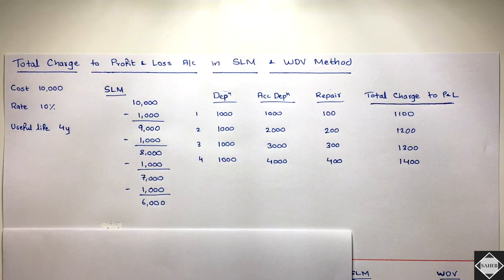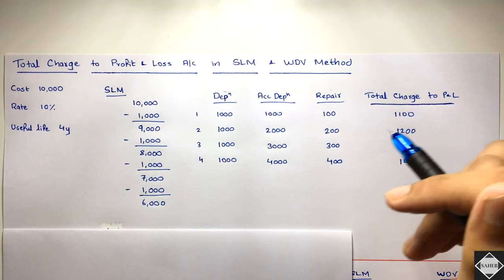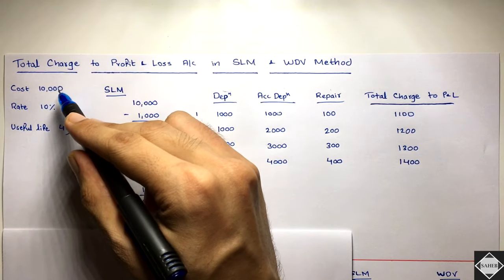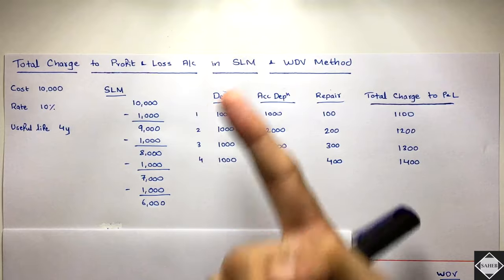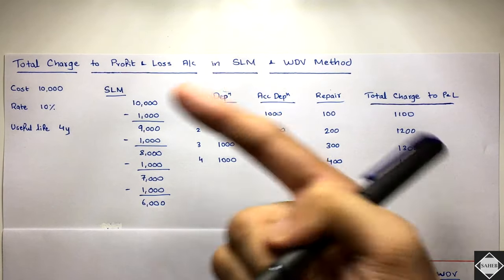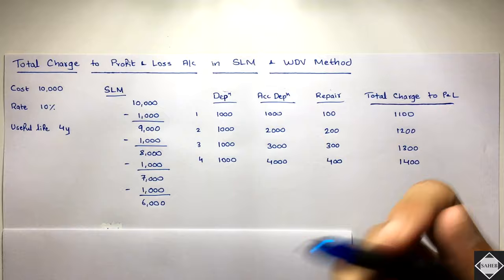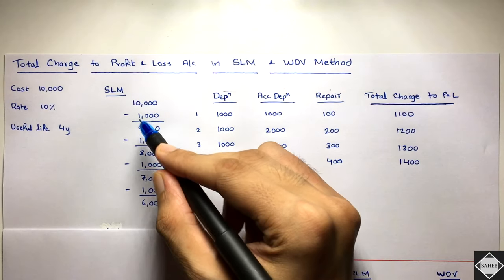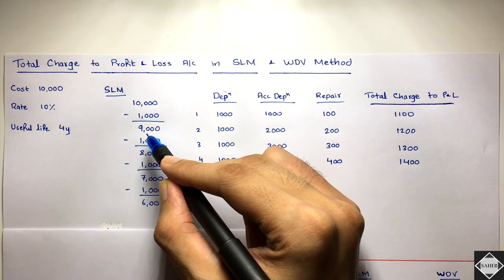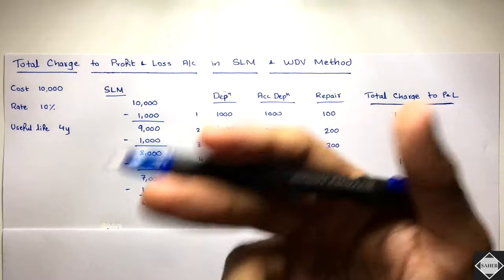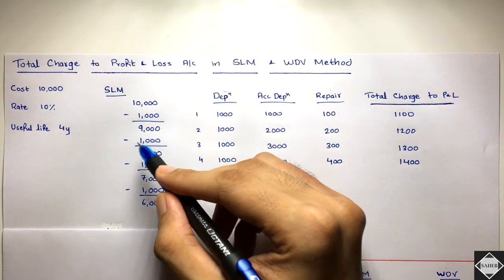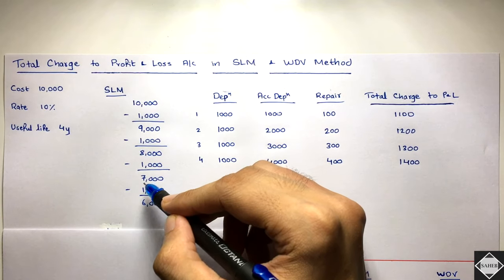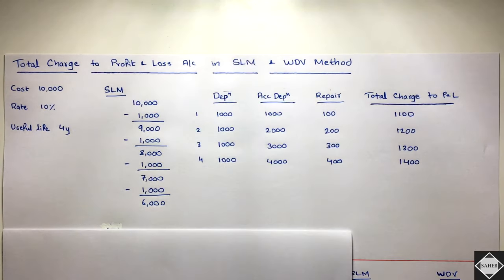Let's say, for example, the cost of the asset is 10,000, the rate of depreciation is 10%, and the useful life is 4 years. Now how will you calculate the depreciation? You take the cost of the asset into 10%. You get 1,000 as the depreciation, and this 1,000 will be the same every year. That's what happens in the straight line method. So 10,000 minus 1,000 is 9,000, the written down value, book value, or carrying amount, whatever you want to call it. Then 9,000 minus 1,000 is 8,000, 8,000 minus 1,000 is 7,000, 7,000 minus 1,000 is 6,000. Same thing you will do.